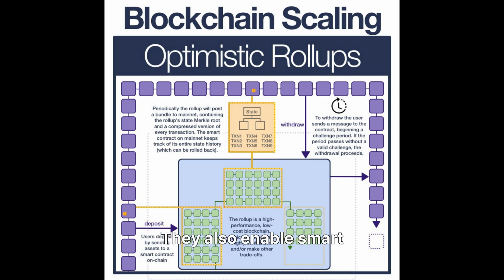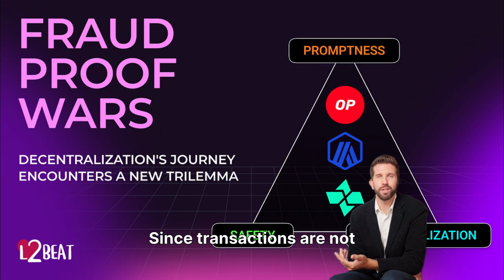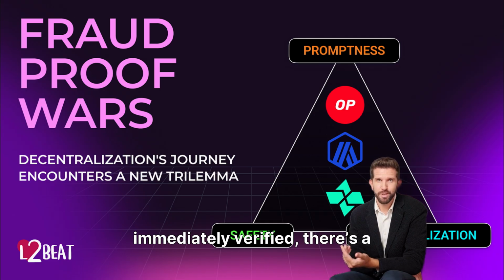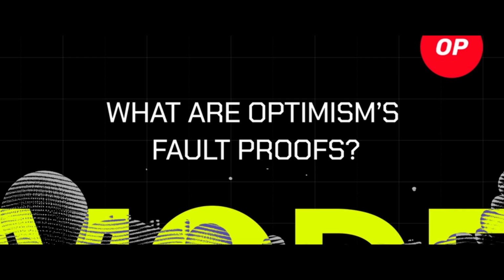They also enable smart contracts to run on Layer 2. However, there's a catch. Since transactions are not immediately verified, there's a challenge known as the fraud proof mechanism. If someone suspects that a transaction in the batch is fraudulent, they can challenge it during a predefined period. If they succeed, the fraudster is penalized and the batch is rolled back.